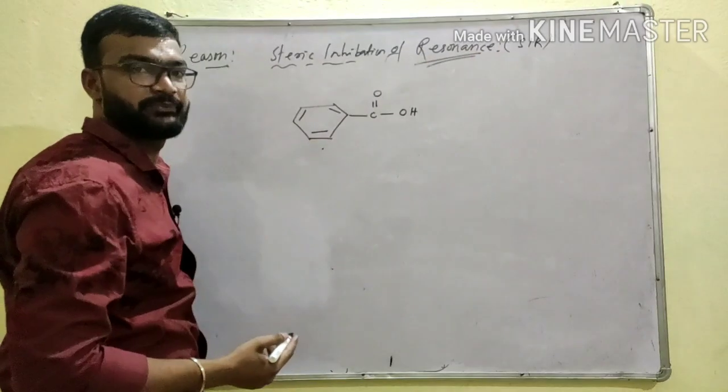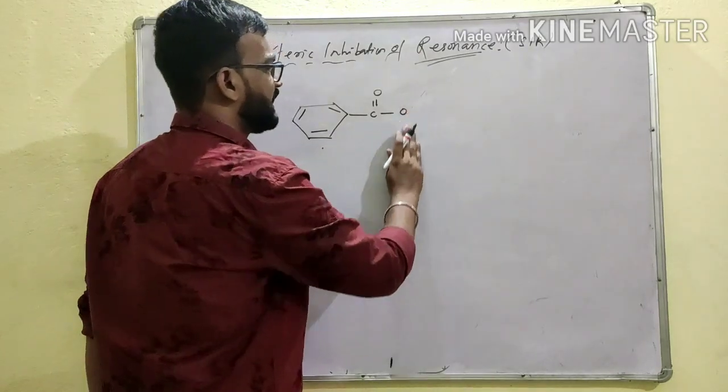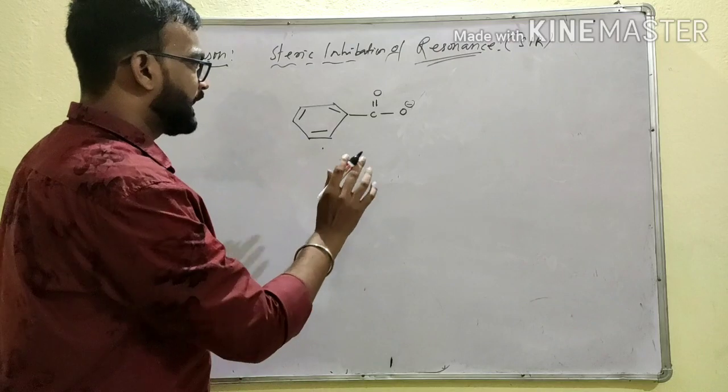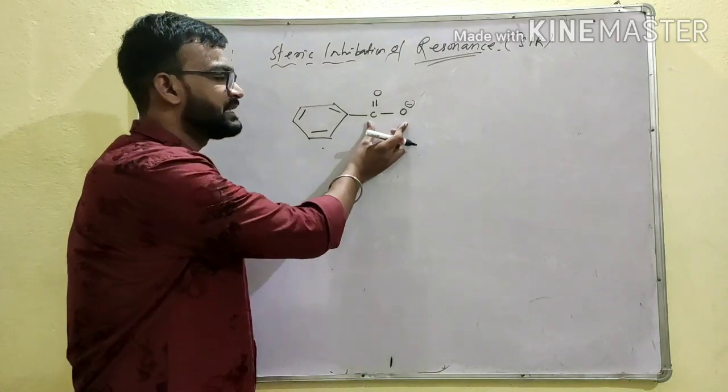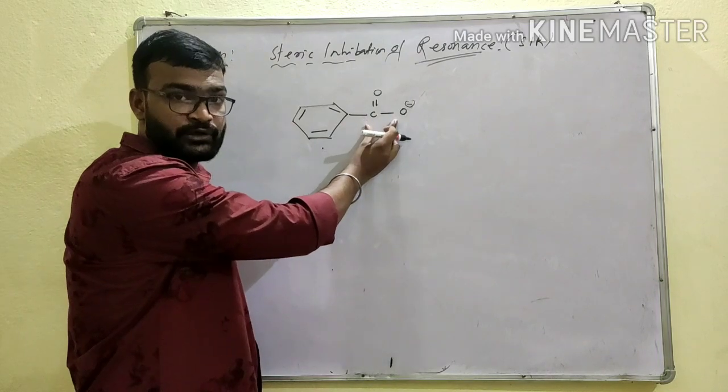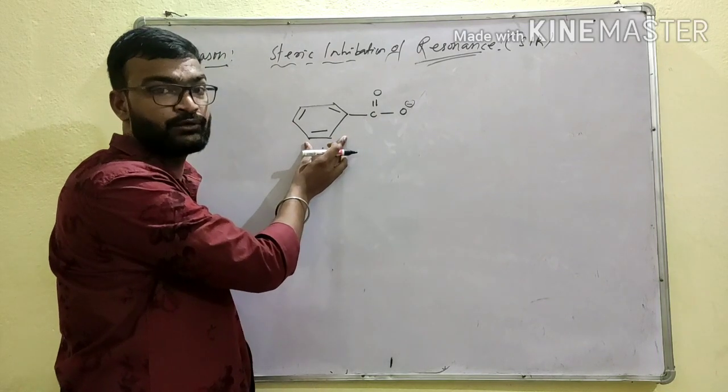This is my benzoic acid, right? So after donation of the H plus, we have the benzoate ion like this. Okay, now tell me, is this group an electron donating or electron withdrawing group to this benzene? So this is an electron withdrawing group and this is an electron donating group over here.